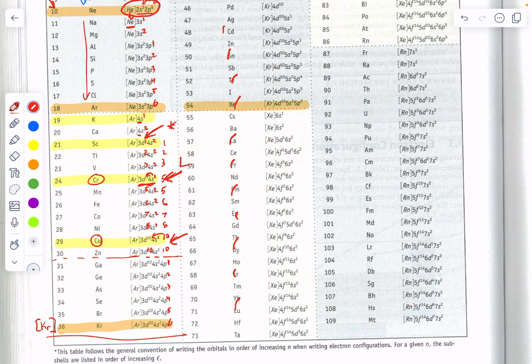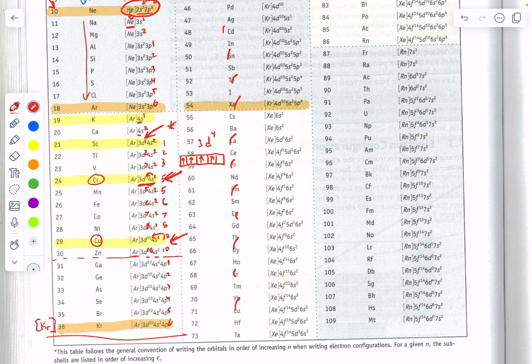Now, I will say, as far as chromium is concerned down here, if we are doing the block structure for the 3D, and we are putting in our electrons, you would have your 1 arrow, your 2 arrow, your 3 arrow, your 4th arrow for chromium, and you would think this should be 3d4.